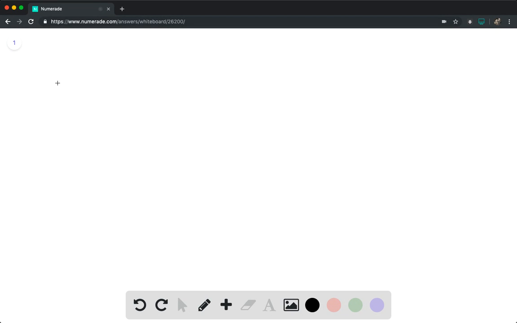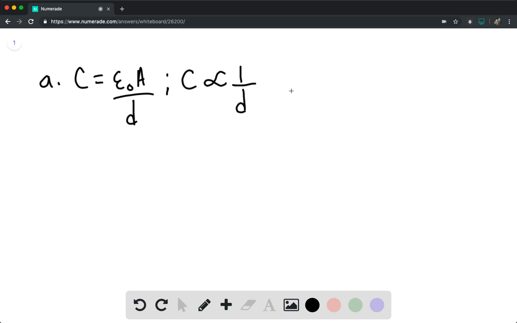So for part A, we know that the capacitance is equal to the electric permittivity of free space times the area divided by the separation between the two plates. So we know that capacitance is inversely proportional to the separation distance. Therefore, if the separation distance was halved, the capacitance is doubled.